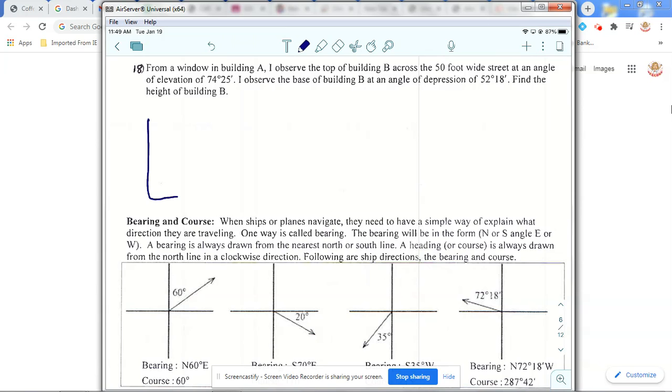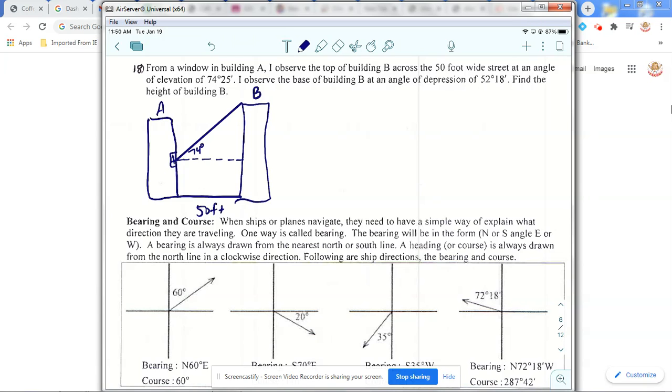All right, so I'm in A, and I'll put my window right here. Right, B could be shorter or taller than A. It doesn't really matter. I'm just going to draw that a little taller. Okay, so I do know that in between the buildings is 50 feet. And I am looking up at the top of building B. I do need to draw a horizontal line. So anytime you're using an angle of elevation or depression, there has to be a horizontal line. And so that's going to be 74 degrees, 25 minutes.